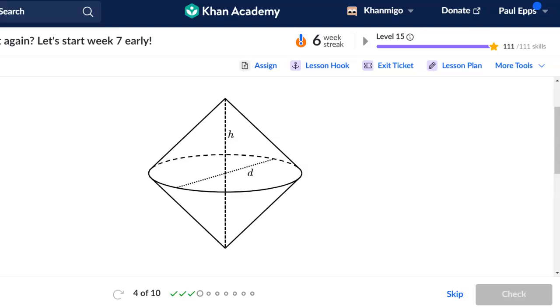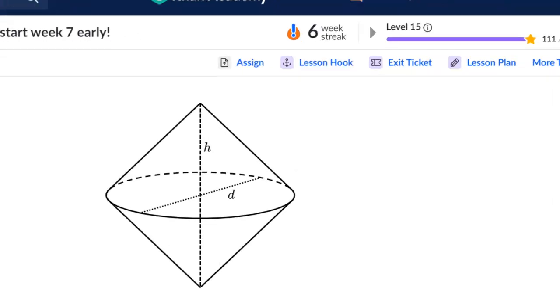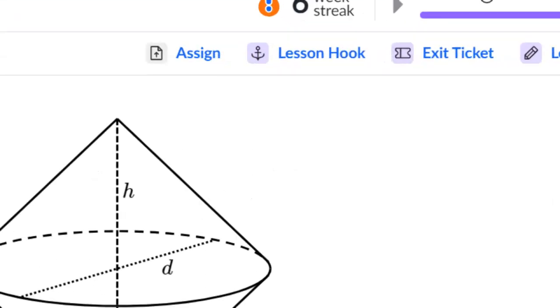Volume of a cone is, or the formula for volume of a cone would be, I didn't mean to do that, but I guess we can live with it. Pi r squared times h over 3.